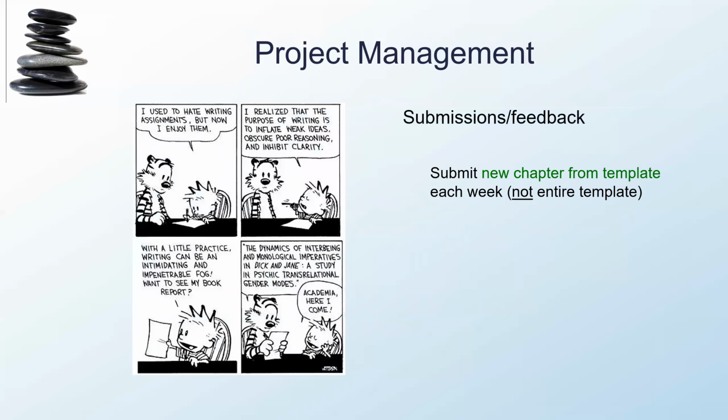You submit a new chapter from the template each week. I've tried it both ways, asking you to submit the entire template or just the chapter. The problem with submitting the entire template is that there's only a 10 megabyte Dropbox size. So about halfway through your paper, you're going to have to submit it in separate chapters anyway. So you might as well just submit a new chapter each week, and then you can drop it into the template.